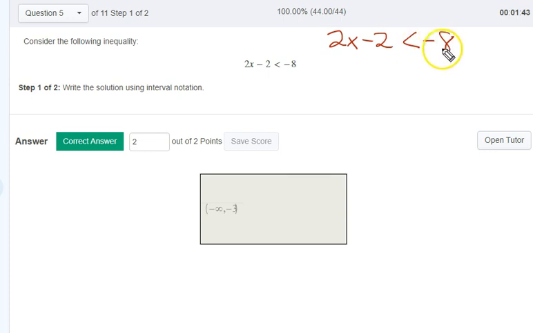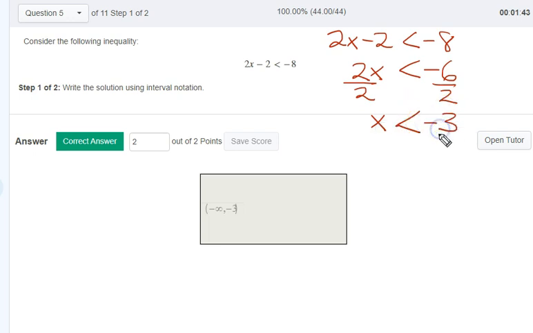Now, for this one, it's an inequality. We solve it just like an equation. We're going to take our -2, bring it over to this side as a +2. And -8 and +2 is -6. So now we have 2x is less than that. Now to get x by itself, we're going to divide by the numerical coefficient, and we get x is less than -3. Now they want the answer in interval notation.